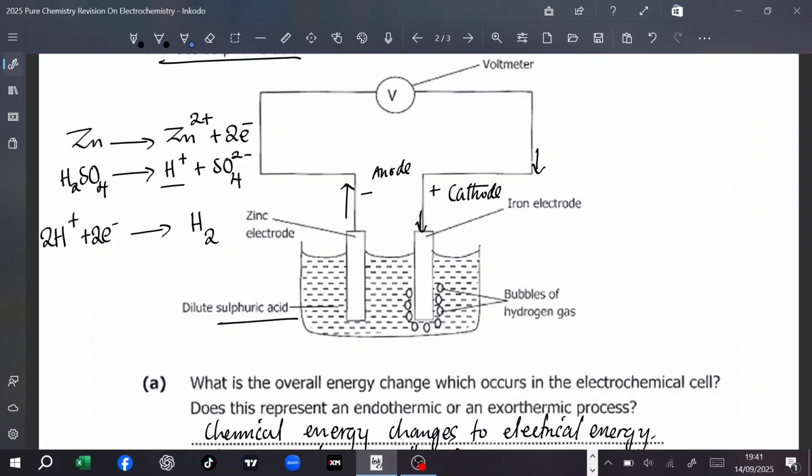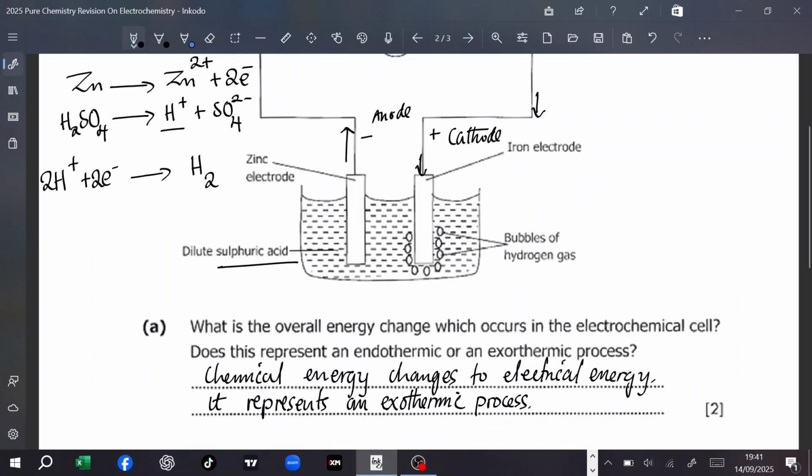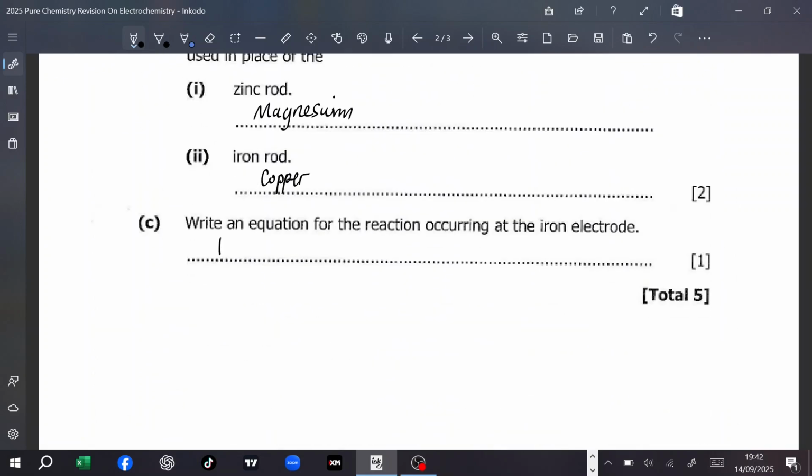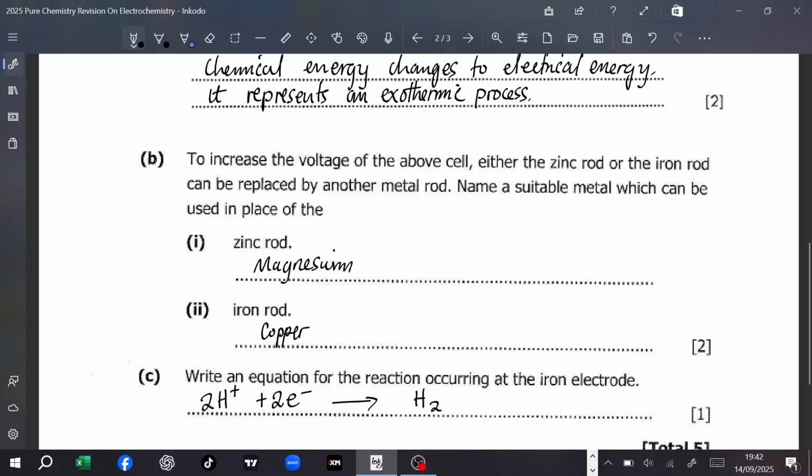Now, in terms of answering this question, that is the equation they wanted. You write the equation as H plus an electron, then you get hydrogen gas. Of course, you need to put a 2 there and a 2 there. Yeah, so this is how you answer.